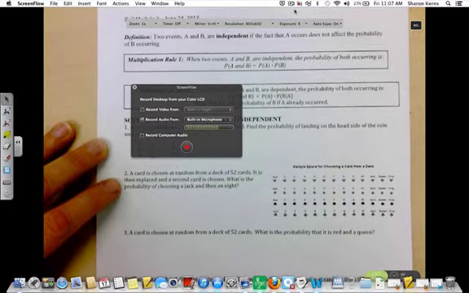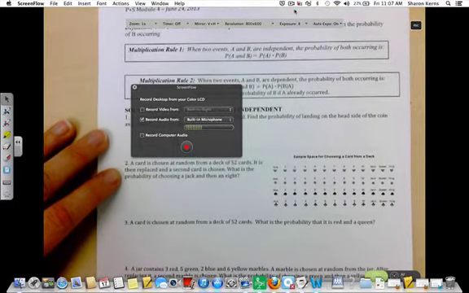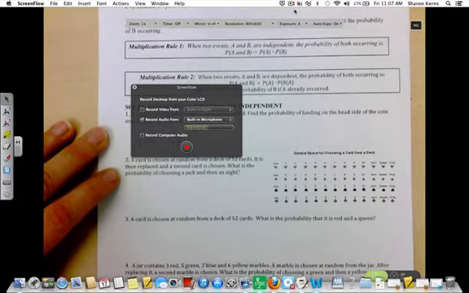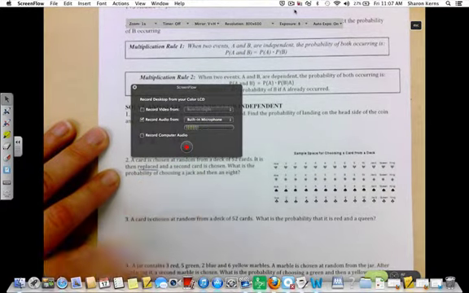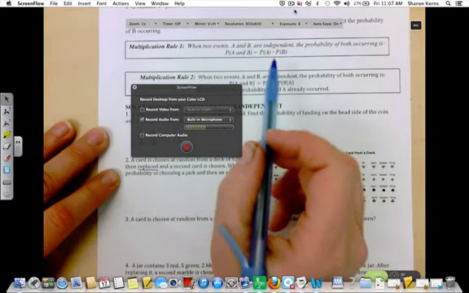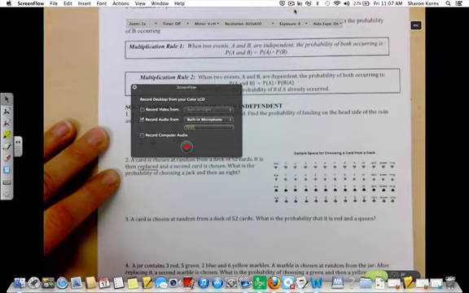In number 2, we've got our deck here. A card is chosen at random from a deck of 52 cards. It's then replaced, and a second card is chosen. What's the probability of choosing a jack and then an 8? So anytime things are replaced, my events are independent because the probability doesn't change.